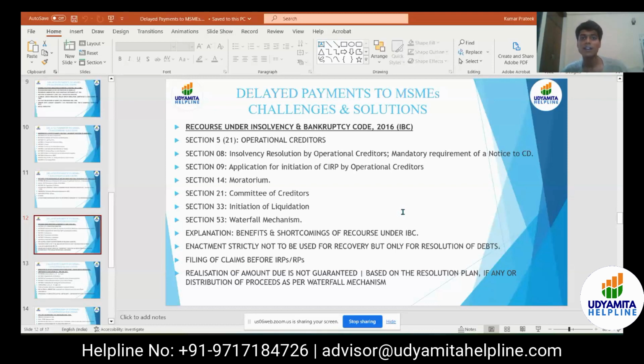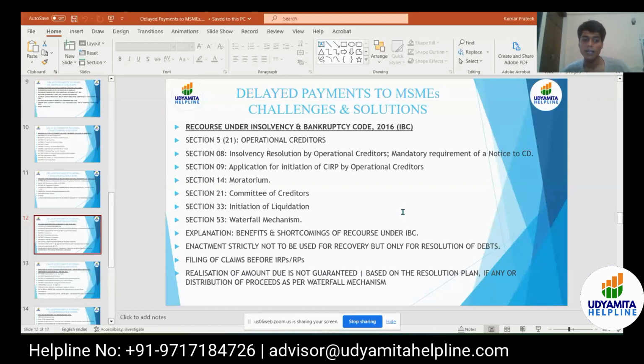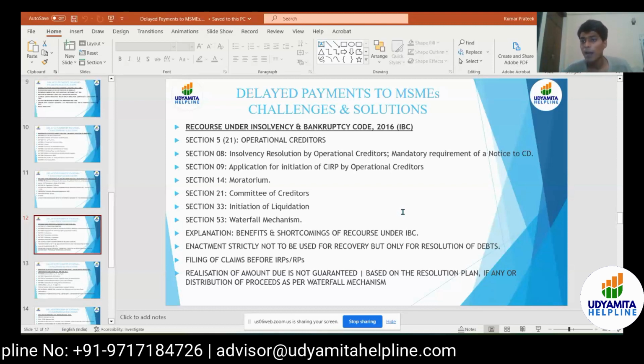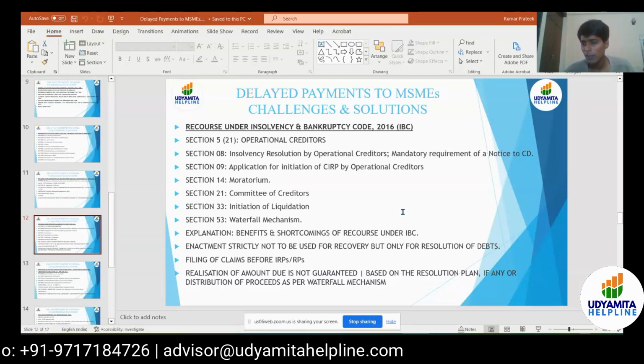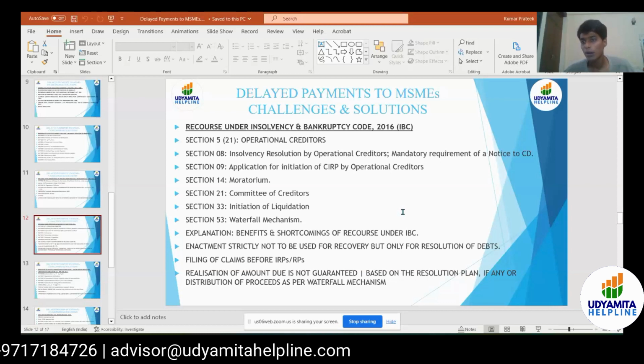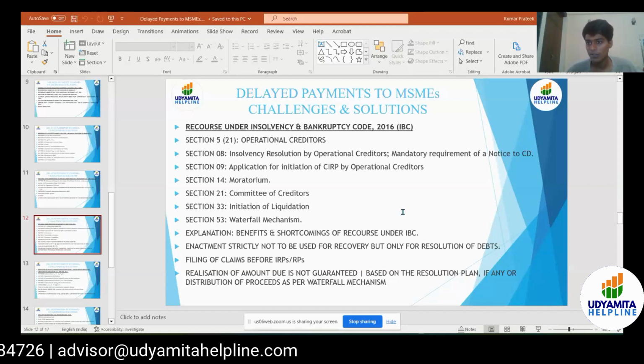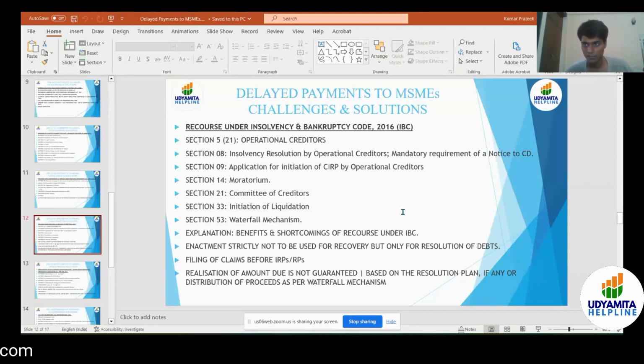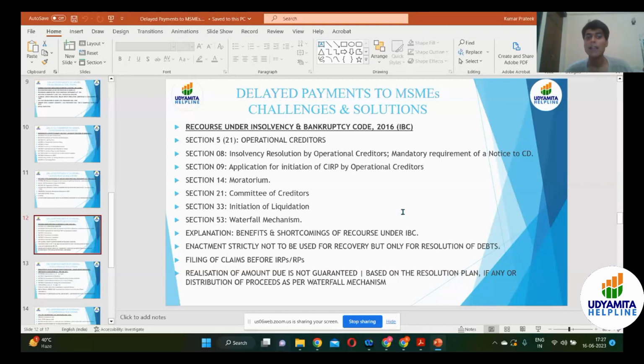Because the financial creditors take a lot of haircut, they accept a plan which gives them more resolution than the operational creditors, because even the law treats financial creditors and operational creditors as unequals, right? The financial creditors are placed on a higher pedestal than the operational creditors. But there is a last mechanism, the last section, which keeps a check on these actions of the financial creditors and the committee of creditors, right?